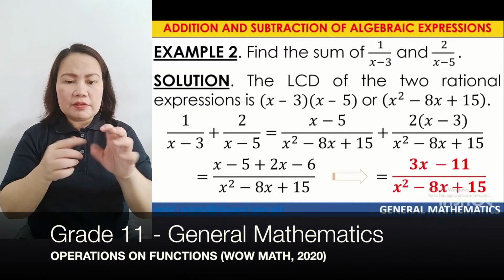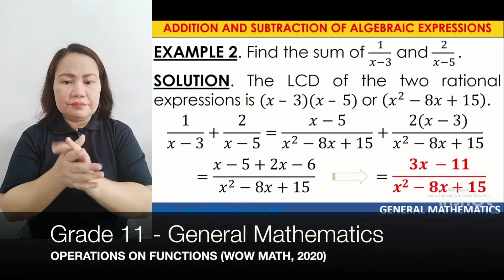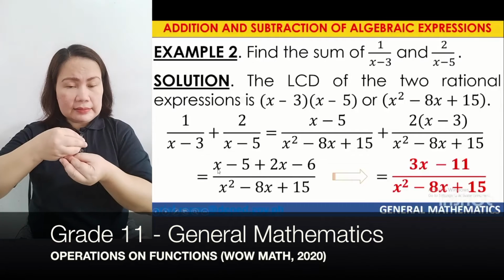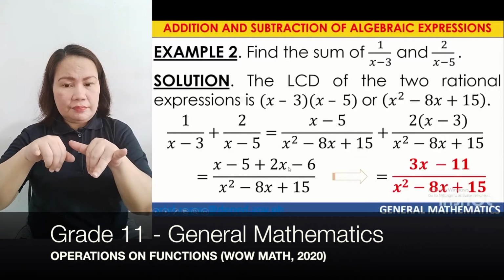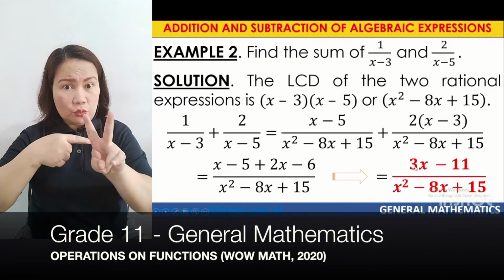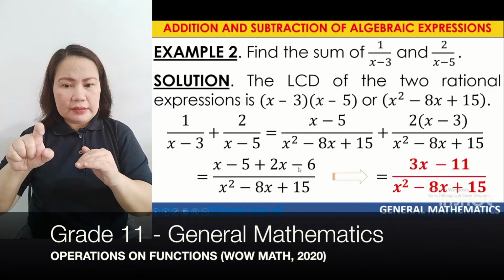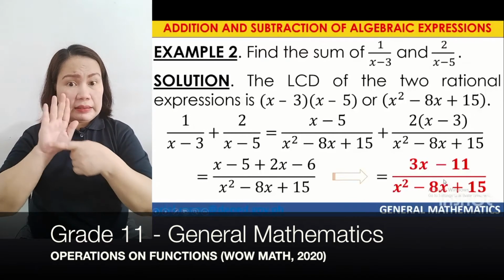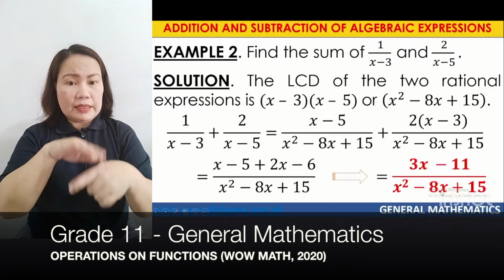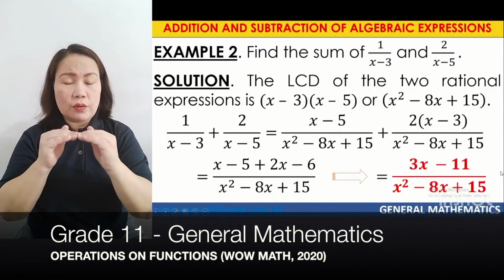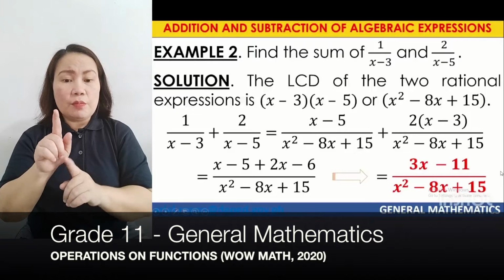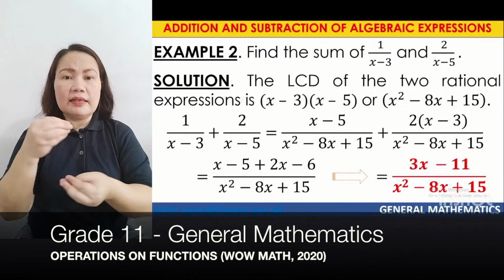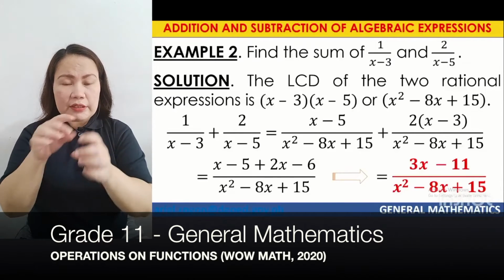Therefore, the final answer, okay, add or combine the similar terms. So x plus 2x is 3x, negative 5 minus 6 is negative 11, all over x squared minus 8x plus 15. Okay. So yan yung for adding and subtracting algebraic expression.